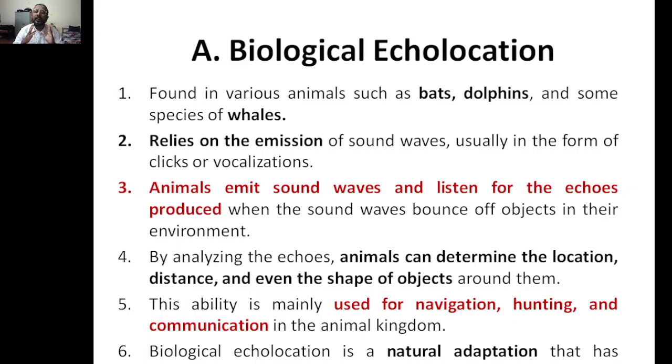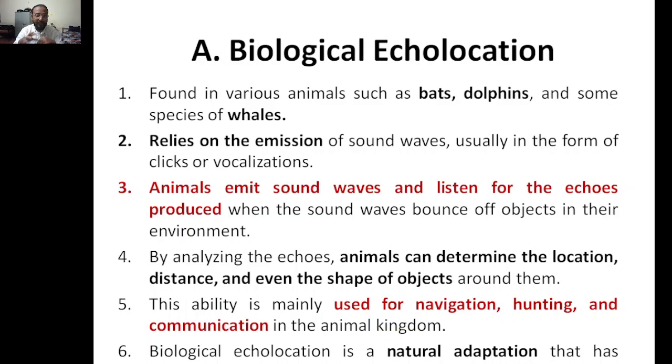There are 6 points that we can use for a comparison. The first point: found in various animals such as bats, dolphins, and some species of whales. This particular echolocation property relies on the emission of sound waves, usually in the form of clicks or vocalizations.